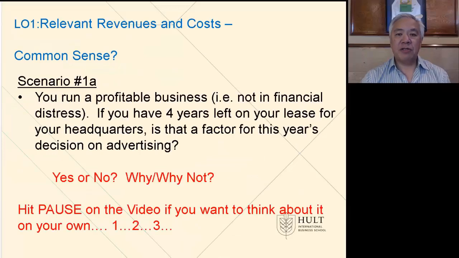Let's start with the notion that it's common sense. I know that you may have that and not believe it's common sense, but suspend disbelief for a moment and let's try this out. Let's do scenarios. First, you run a profitable business and it's not in financial distress, and you have 4 quarters or 4 years left in your lease. It's on your headquarters. Is that factor, the lease namely, relevant for this year's decision on advertising? So the question is simply a yes or no, and a why or why not.